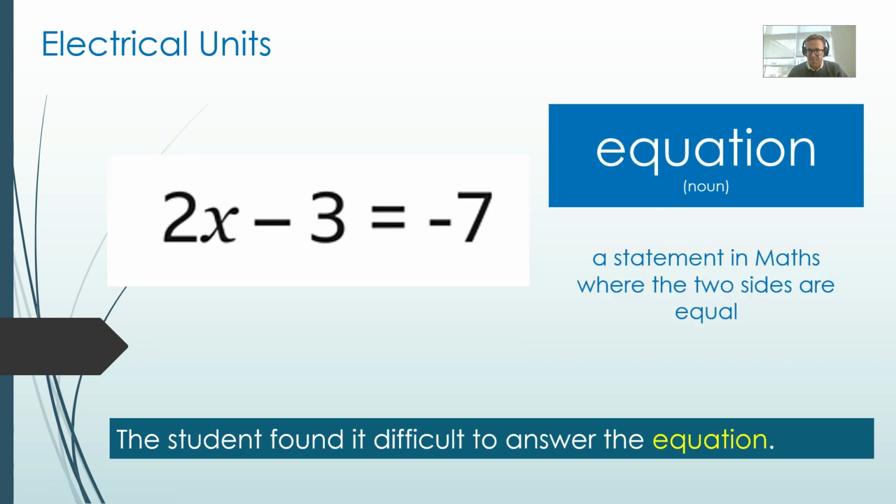Equation. A statement in maths where two sides are equal. So in the picture we have 2x minus 3, and this equals the same as minus 7. So this side is the same as this side of the equals. That's an equation. For example, the student found it difficult to answer the equation.